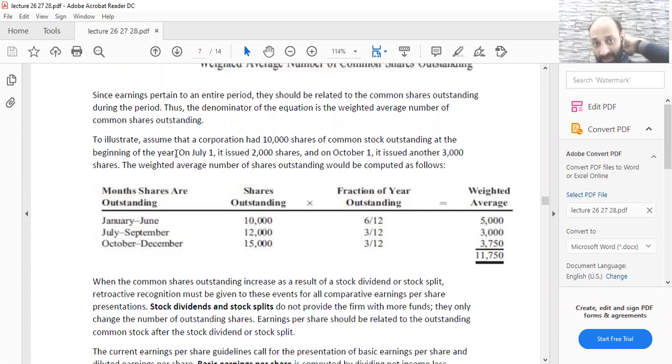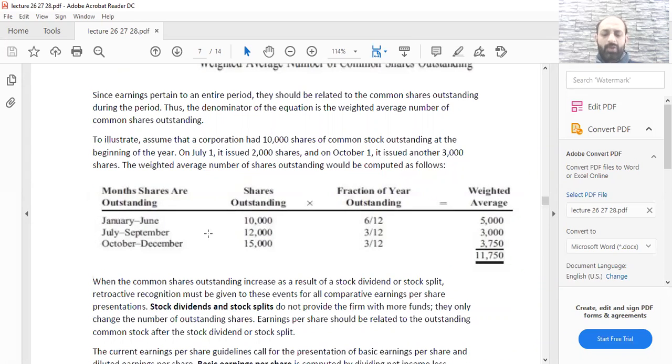To illustrate, assume that a corporation had 10,000 shares of common stock outstanding at the beginning of the year. So this gives you the shares outstanding at the beginning. On July 1 it issued 2000 shares. So from July to September your shares increased from 10,000 to 12,000, and on October 1st it issued another 3000 shares. So you will see the shares outstanding for the first 6 months were 10,000. Then in July you issued 2000, so you had 12,000, and in October you issued 3000 more, so you had 15,000.